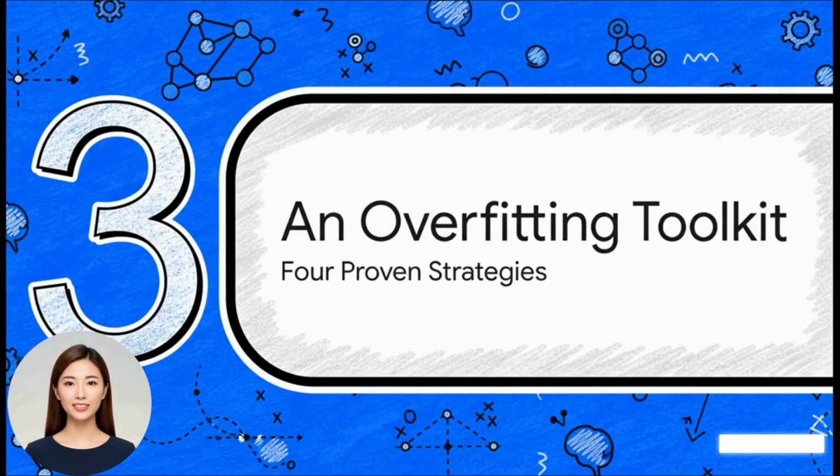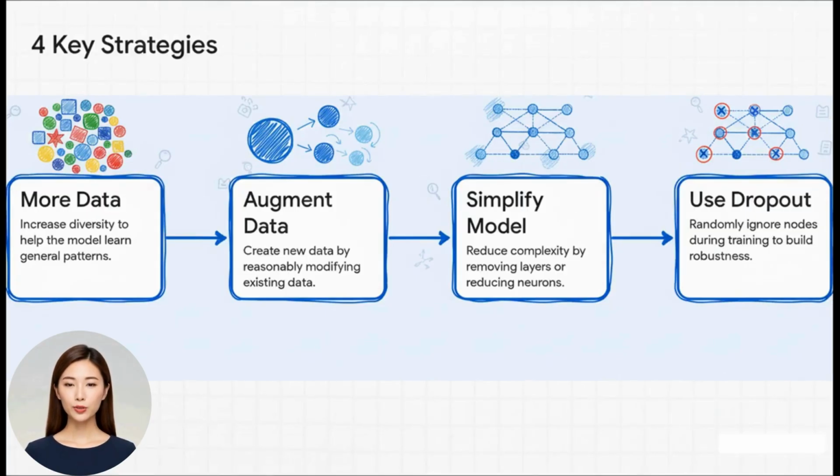But here's the good news. This is absolutely a solvable problem. It's so common that we've developed a whole toolkit of strategies to fight back and push our models to actually learn instead of just getting lazy and memorizing. We're going to walk through 4 of the heavy hitters. First, the simplest one, just adding more data. Second, a pretty cool technique called data augmentation. Third, we're going to simplify the model itself. And finally, a really clever method called dropout.